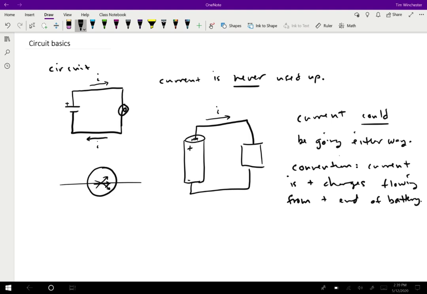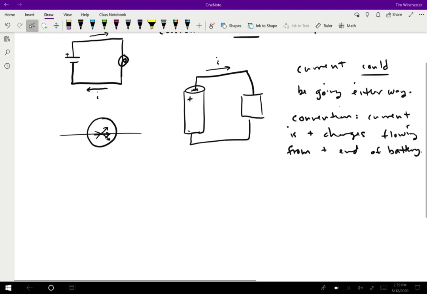And if you think of that in terms of electrons, electrons are not being used up in the bulb. They're not being burnt and turned into something else. The electrons are electrons. They stay the same before and after. Okay, so the big takeaway from that is that current is not energy.